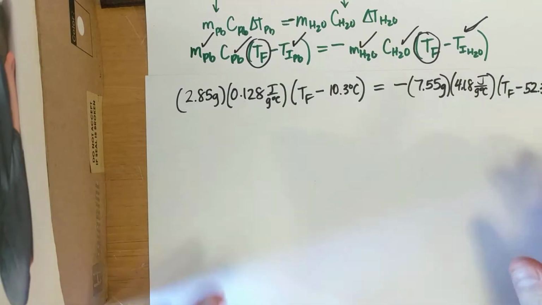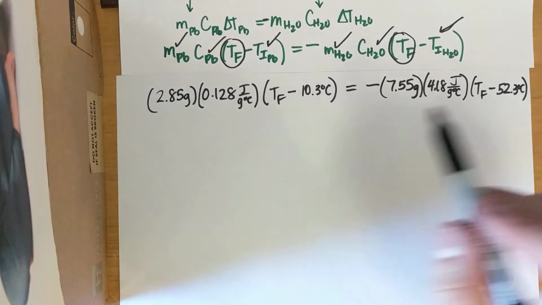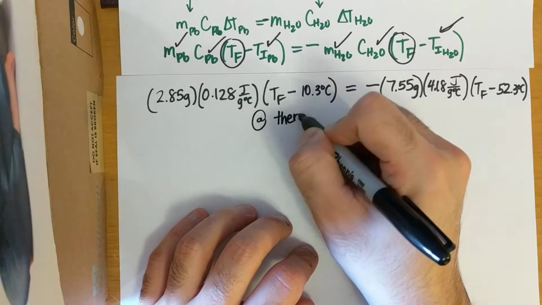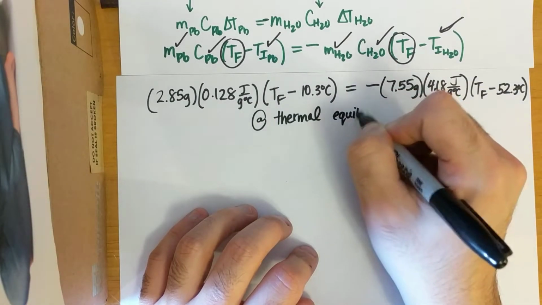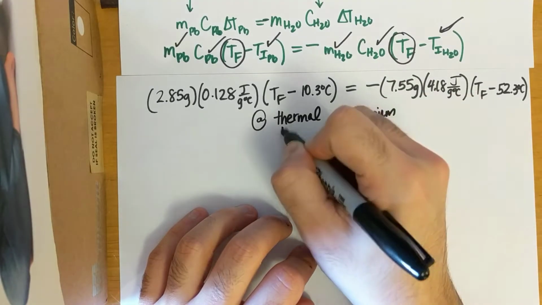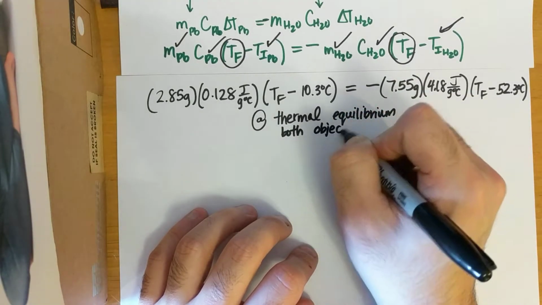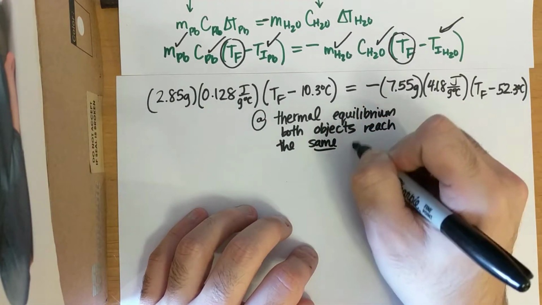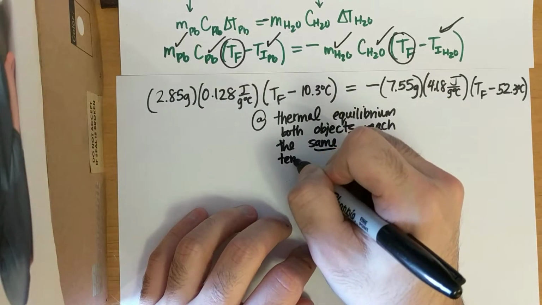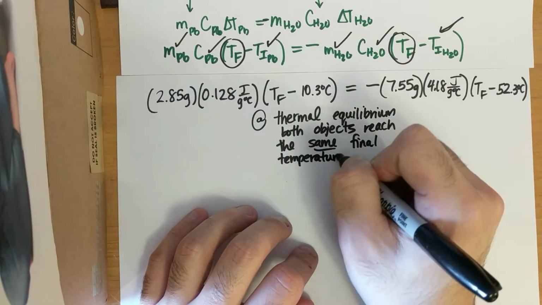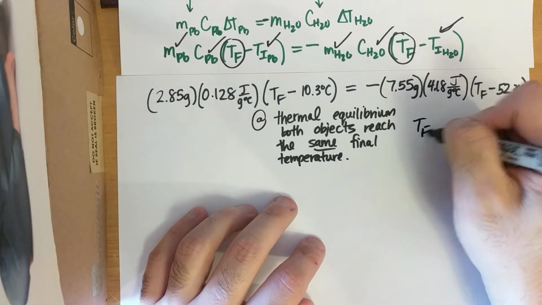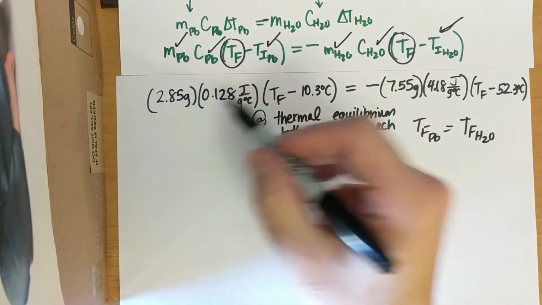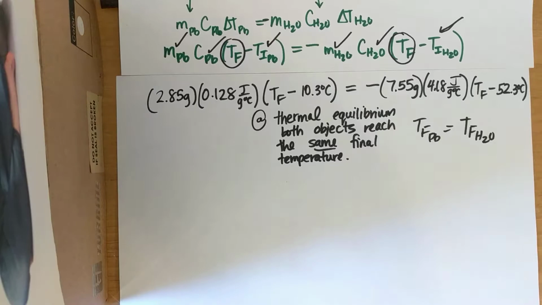And remember, T final is the same for both substances. They reach thermal equilibrium. So at thermal equilibrium, both objects reach the same final temperature. All right, so T final of lead is equal to T final of H2O. So if I want to start plugging and chugging, all I'm doing is solving for T final.